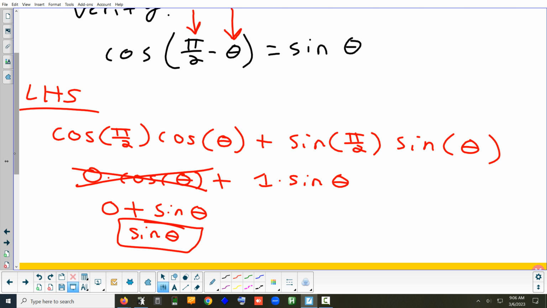Yeah? I think I missed that. How did you just get rid of the cosine thing? Well, the cosine of 90 degrees is 0. Okay. And 0 times anything is 0. Okay. But then where did the 1 go? I guess it's just itself. Well, 1 times sine, it's just itself. So 1 times sine is just sine.